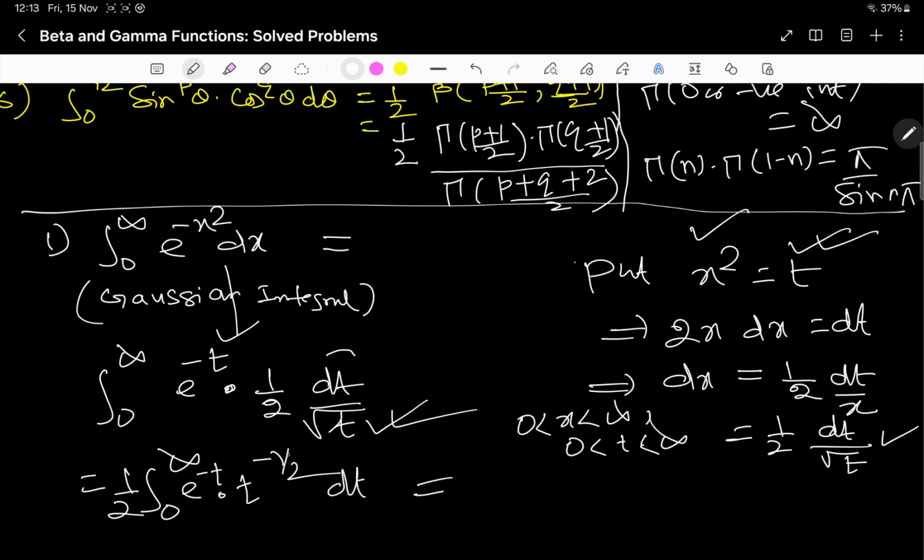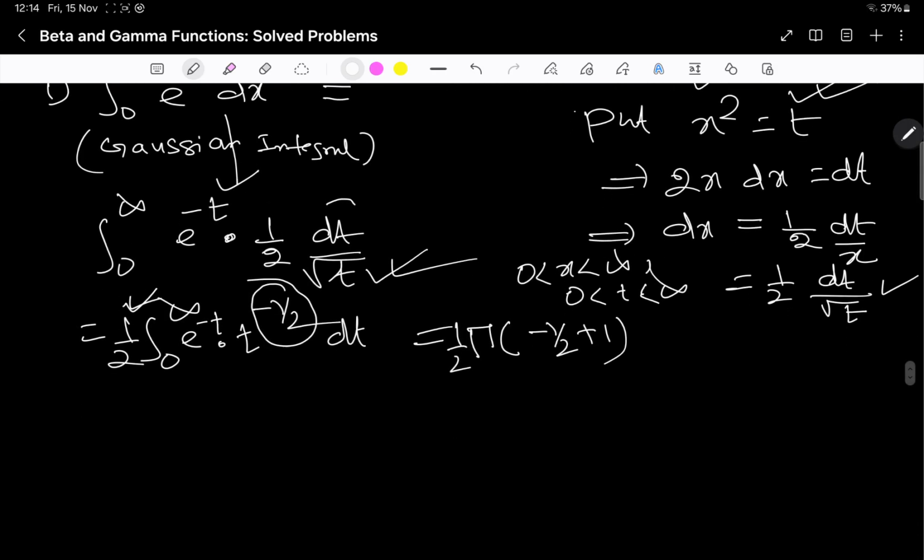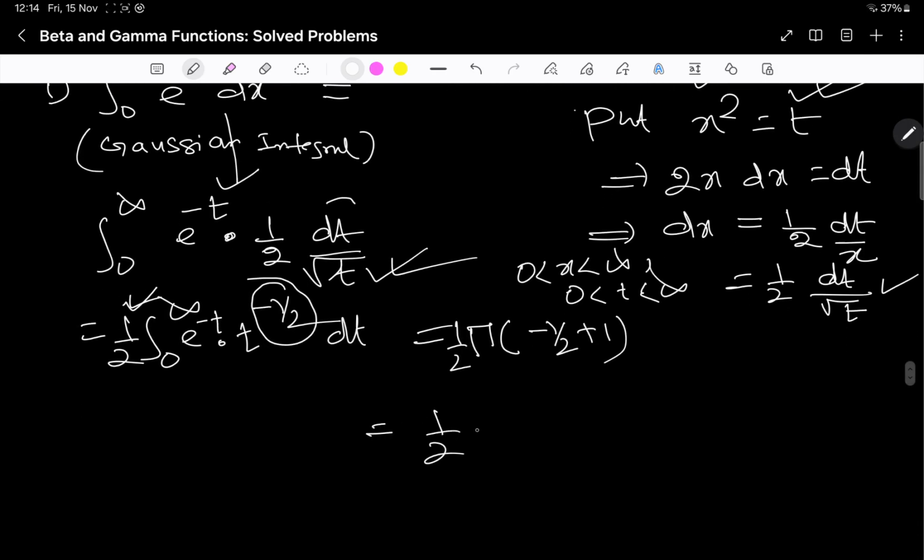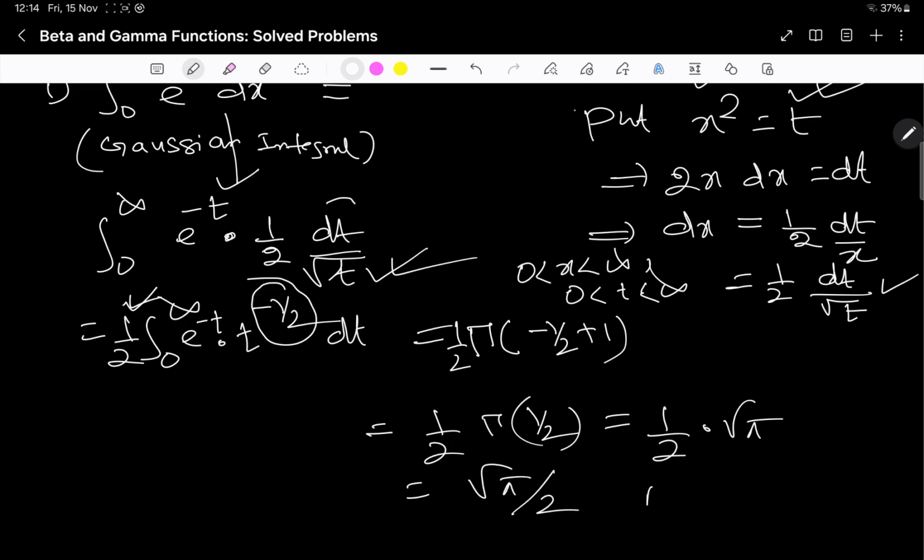As I have told you, whatever the power here, is it not of that form, e to the power minus x, x to the power n minus 1? So this will be gamma of minus half plus 1. This half is here outside. So this will be equal to half gamma half. Gamma half is root pi. So half into root pi. So root over pi by 2 is the answer.